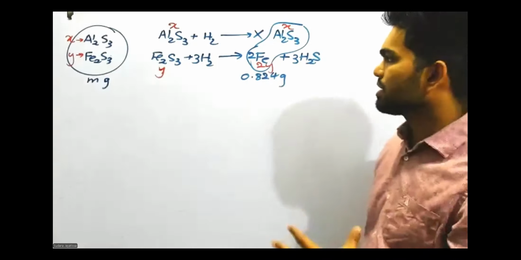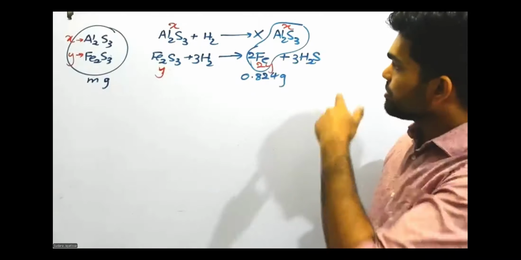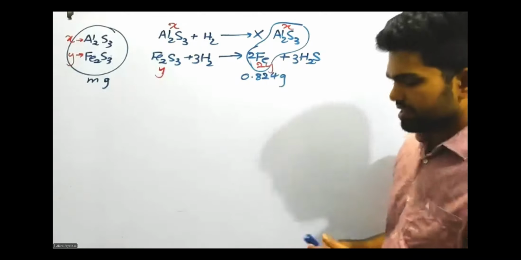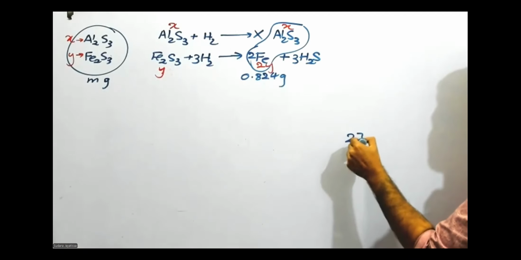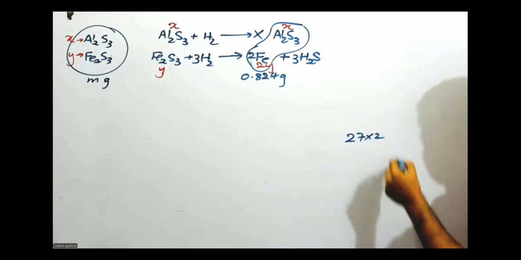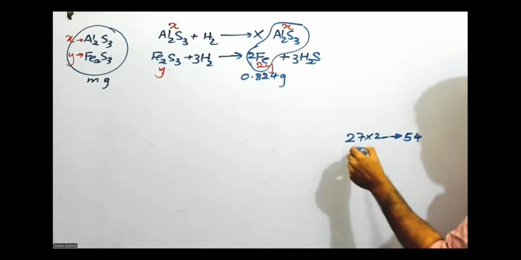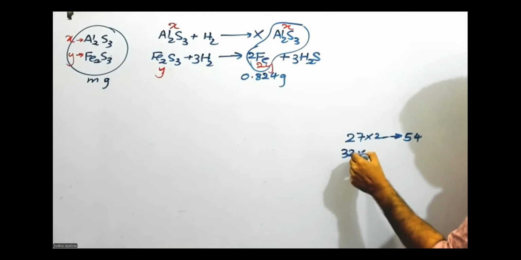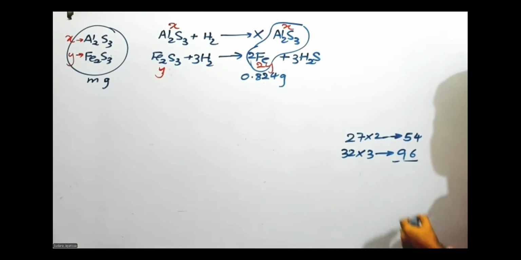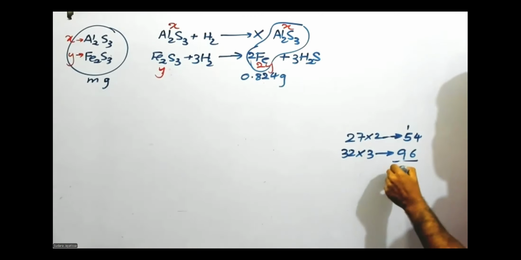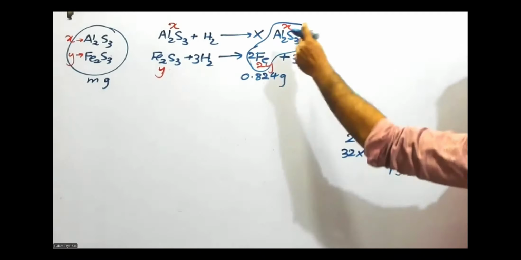So we can find out the molar masses of these compounds, right? Let's find out the molar mass of Al2S3 first. Aluminum is 27, so 27 times 2 is 54. And then sulfur, 32 times 3 is 96. If you add them, you will get 150. So 150 is the molar mass.